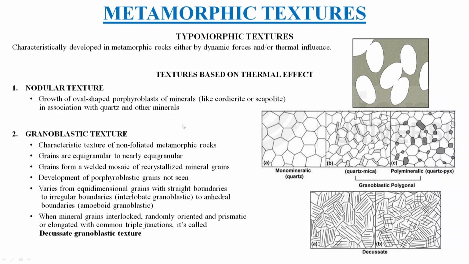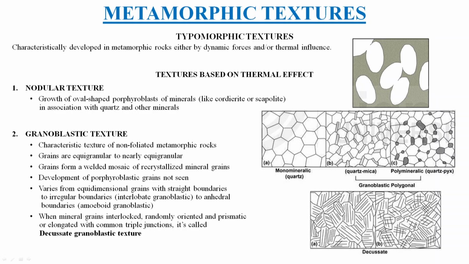Grains form a very welded mosaic of recrystallized mineral grains like this. You can see this one is a very tight mosaic, there are no spaces in between the grains. So, this is an example of a monomineralic quartzite, where your quartz grains are forming this kind of polygonal boundaries and very well defined T and Y grain boundaries or junctions between the grains.